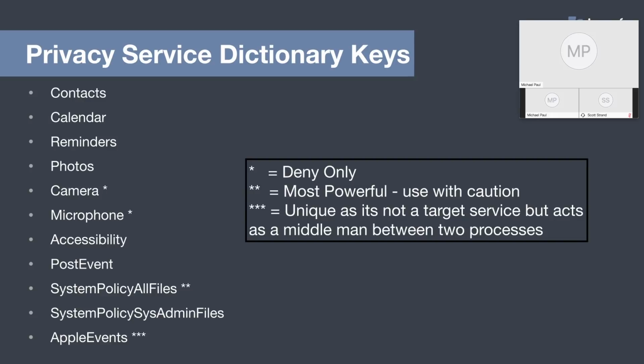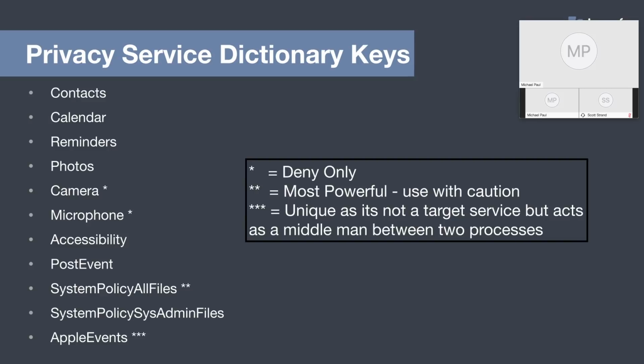A note about the System Policy All Files. This is the most powerful one that we have access to and essentially encompasses a lot of other things. Say an application needs access to contacts and calendars and reminders. You could go the lazy route of just saying System Policy All Files and give it access to everything. But the whole idea around this is security, and you generally don't want to over-grant permissions. So it's better to grant permissions to just the things it needs.